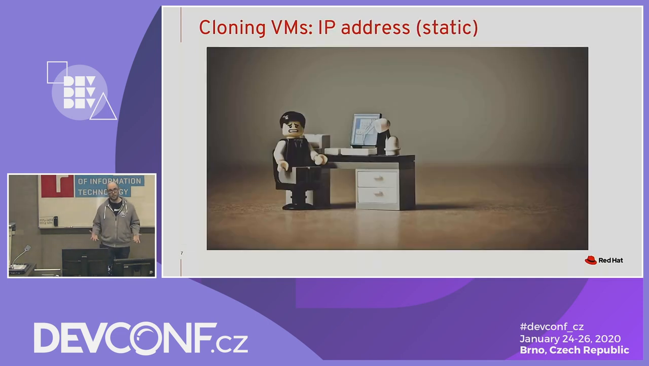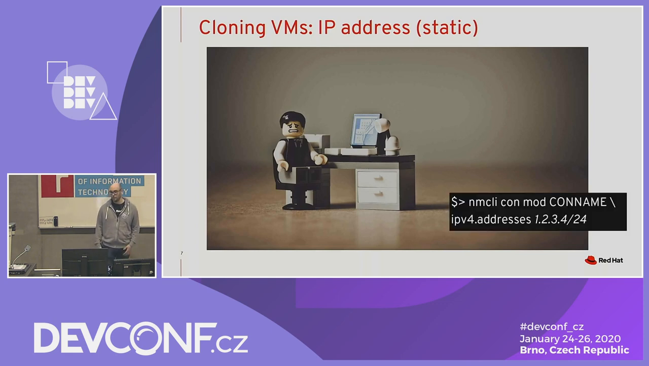If you have a static IP address in two virtual machines and you boot them both, it's your fault. So you can just despair like this Lego guy. I expect you to take care of it, changing the static IP address on the other virtual machine. Just for reference, if you use NetworkManager, you can do that quite easily with the nmcli command line tool and change the ipv4.addresses property.